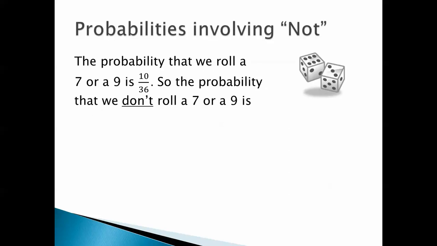The probability that we roll a 7 or a 9 is 10 out of 36. So the probability that we don't roll a 7 or a 9 is, can you figure out what that's going to be? It's going to be 1 minus 10 out of 36. In other words, it's 36 out of 36 minus 10 out of 36, which turns out to be 26 out of 36.